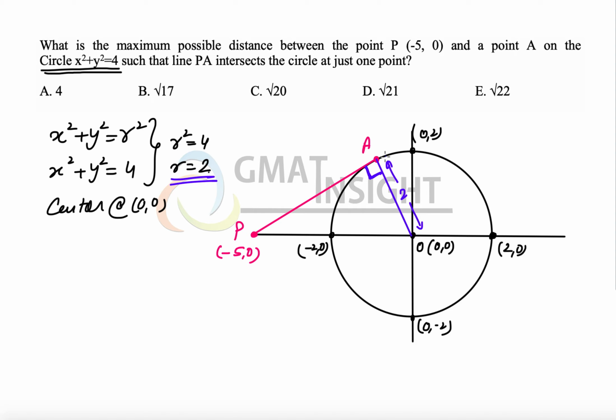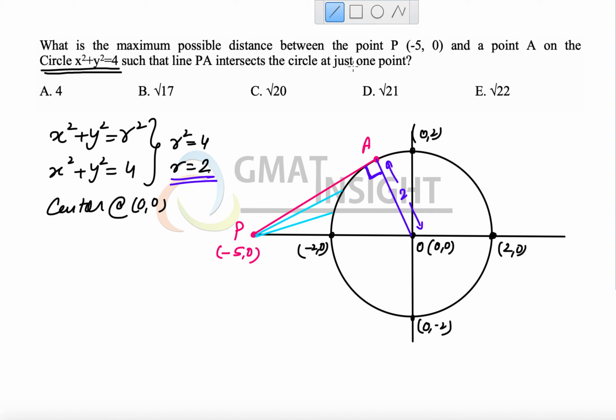This is the maximum possible distance because this point will have different possible distances from this line. For example, if I were to draw more distances, I could also have drawn a line such as this, a line such as this, but these are all smaller distances. The largest distance of point P from any point on the circle will be the line PA, where point A is on the circle.